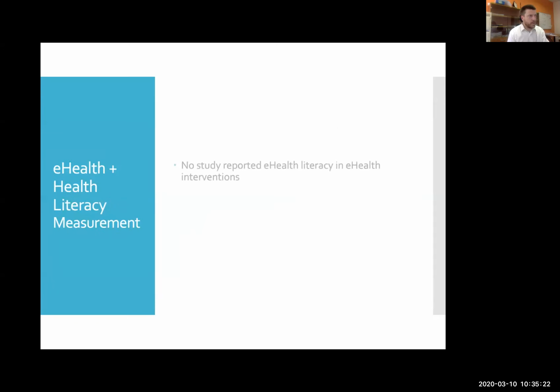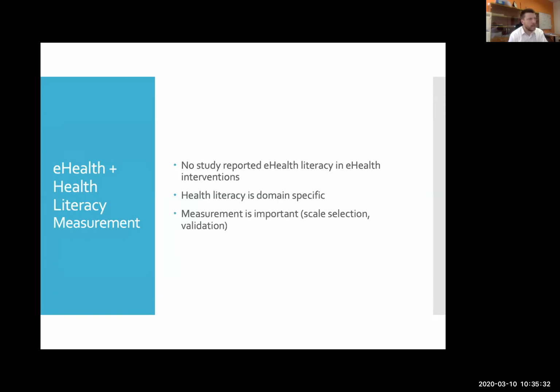Okay. So there's a problem, let's say, that there are no studies that report eHealth literacy in health interventions. And as we saw before, health literacy is domain specific, and the measurement is important for scale selection and validation. So these are the three important aspects that we can consider, important for the future of health literacy in Lebanon, and not only in Lebanon. So we are now doing, with a colleague of yours, a systematic review on how eHealth literacy is included in digital interventions. To what extent digital interventions account for the levels of eHealth literacy, media literacy, scientific literacy, information literacy, computer literacy, health literacy, and traditional literacy.